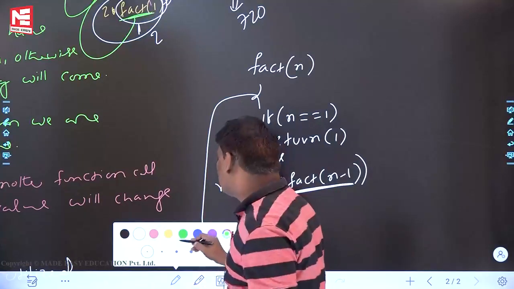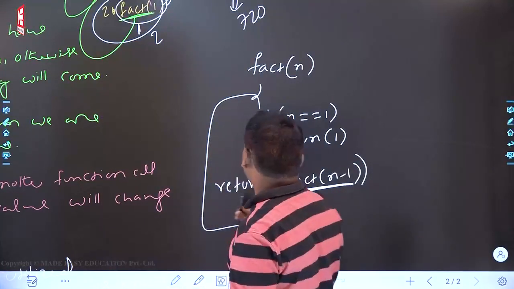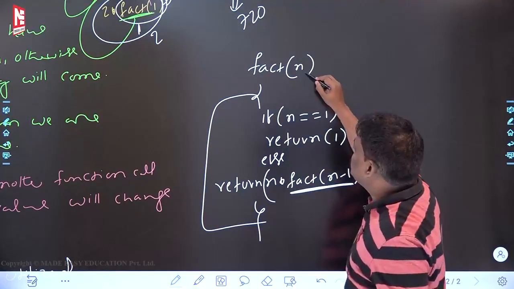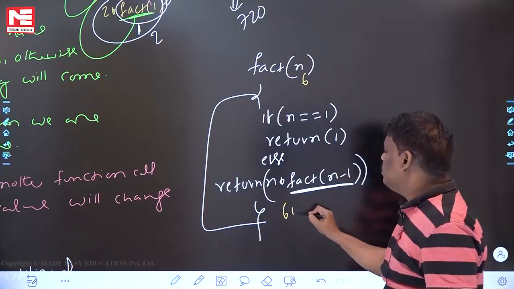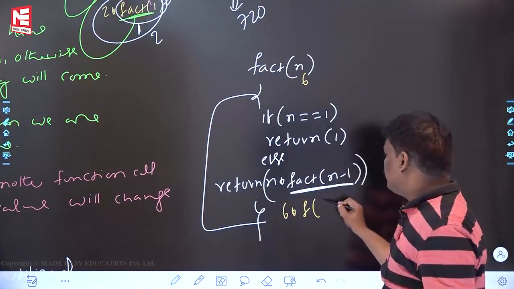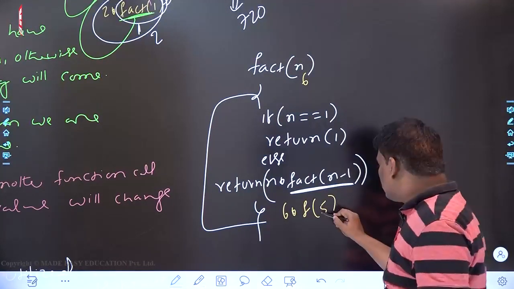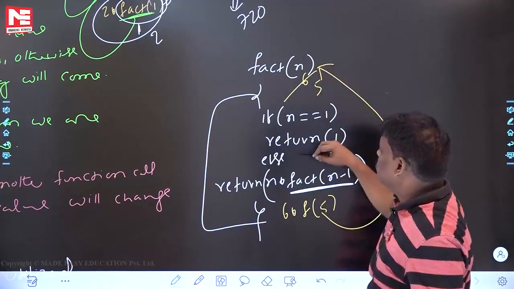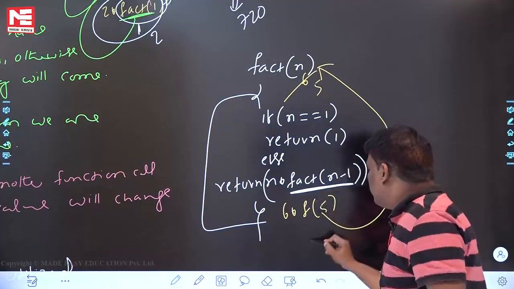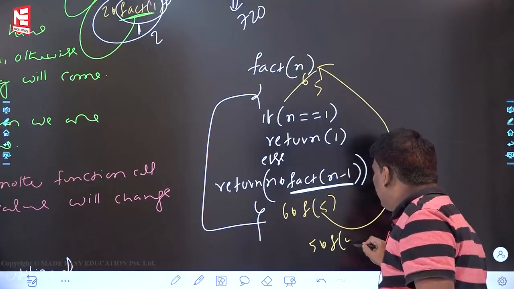Now, some people ask, sir, can you give one small example? See the answer, a small example. Factorial of 6 I want to find out. Is 6 equal to 1? Fail. Then what is it? 6 into f of 5. 5 is called, because of the recursion, again it will go. So n was previously 6, now 5. Again the same story. Is 5 equal to 1? No. Then 5 into f of 4.